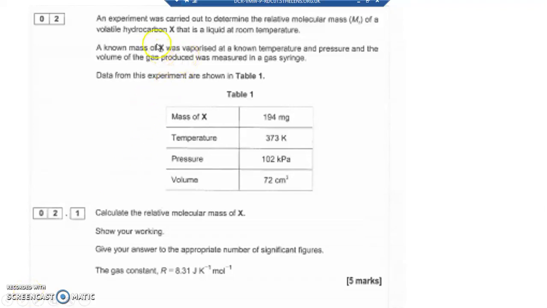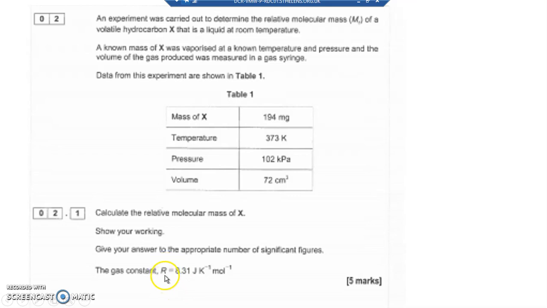Let's look at question number 2. So we've got a volatile hydrocarbon. Volatile means it's got a low boiling point. Hydrocarbon means it contains hydrogen and carbon only. And we seem to have been given the mass of it, the temperature of the system, of the room, the pressure, and the volume. So it's pointing towards PV equals nRT, especially since we've been given R here as well.